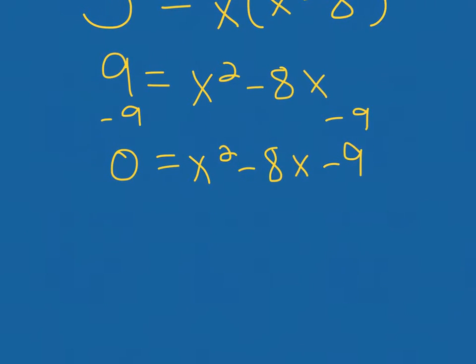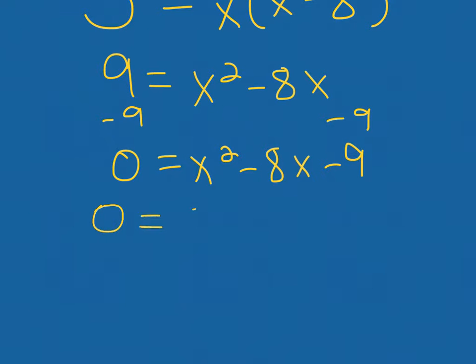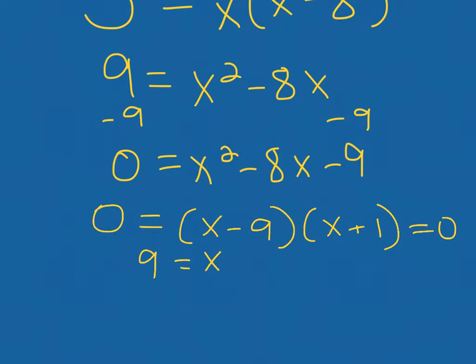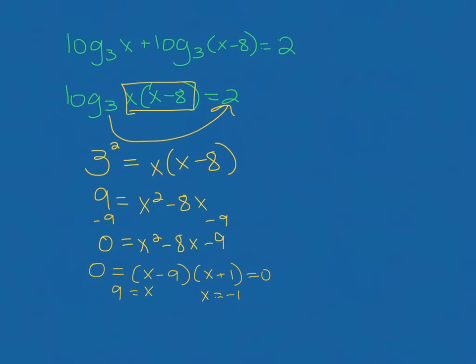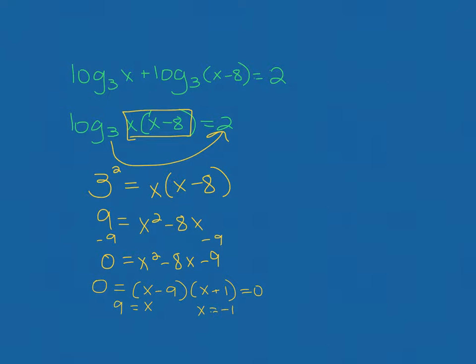Are there factors of negative 9 that sum to negative 8? Yep. Negative 9, positive 1. Set them each equal to 0. And x equals 9, and x equals negative 1. So my initial question had a log in it, which means you got to check those answers. If I take 9 and I plug it into this x, it works. If I take 9 and plug it into this x, it works, meaning it's not negative or 0. If I take negative 1 and I plug it into this x, I'm trying to find log of a negative number, and it can't happen. So I rule out the negative 1, and the only one that works is 9.